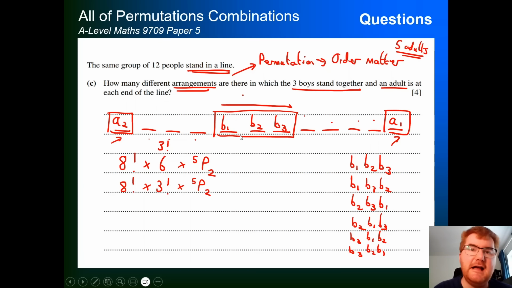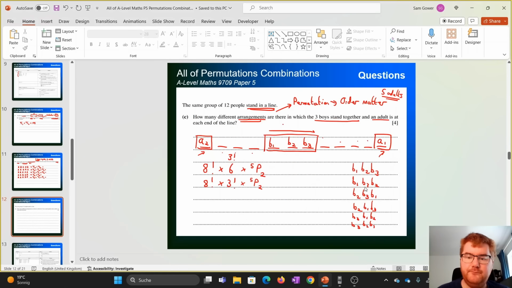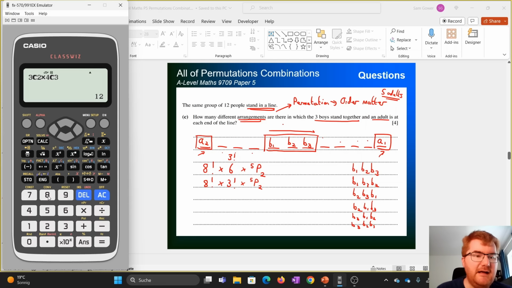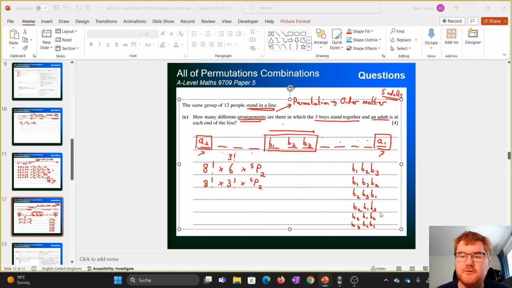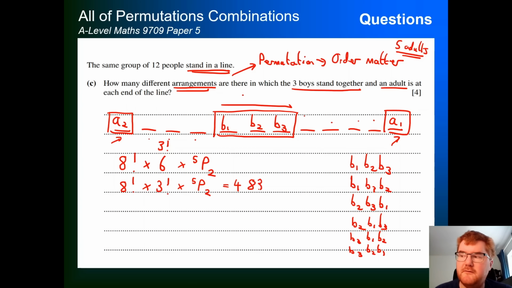Let's go to my calculator and work this out. So we have 8 shift factorial times 3 shift factorial. And now the P button, we haven't used this in the video so far. So we have 5, we go shift, we go to the times button, P2, and that then gives us a big number, 4,838,400. To write that number in correctly to get all 4 marks.